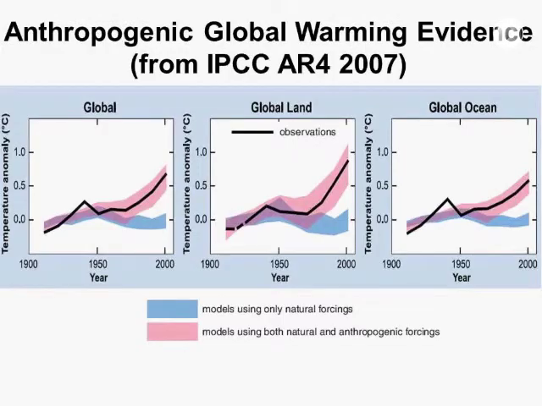So this image should be review for everybody, having gone through some other classes. What is the evidence of global warming? Is everything okay? Yeah. Okay.